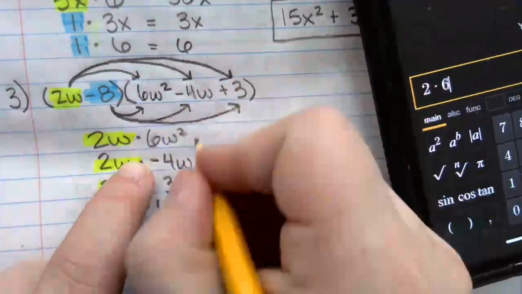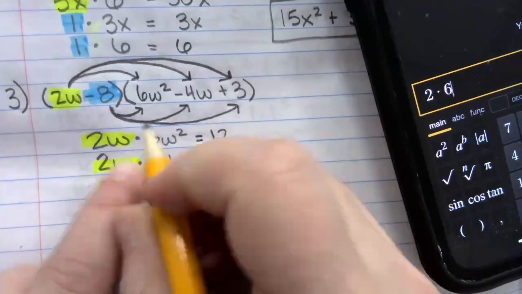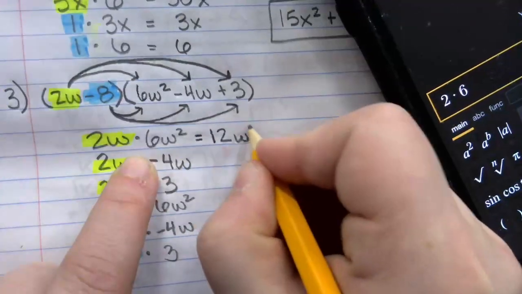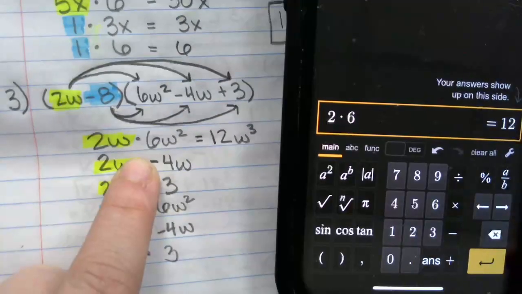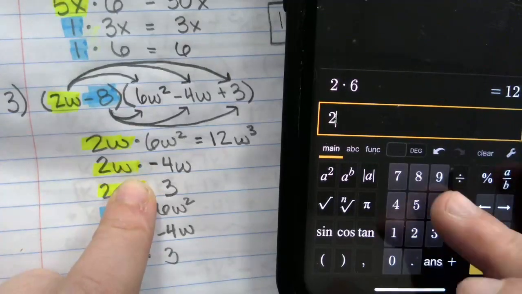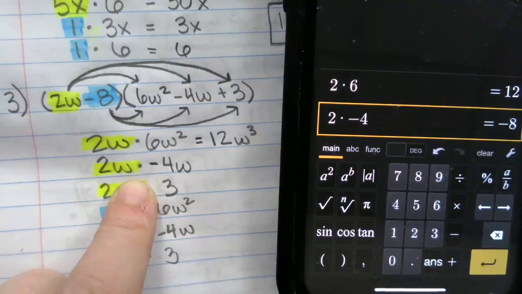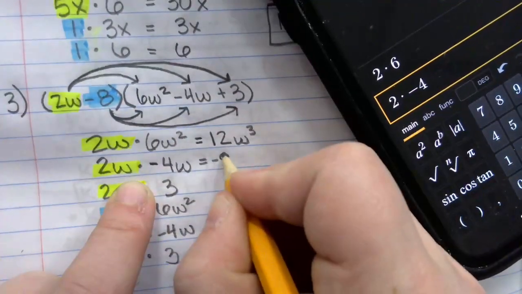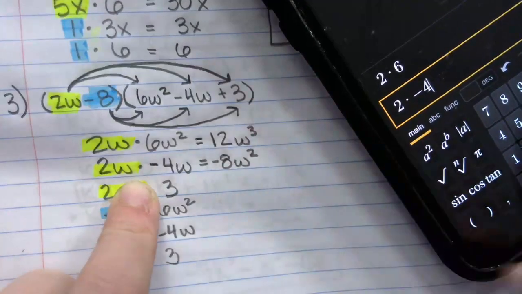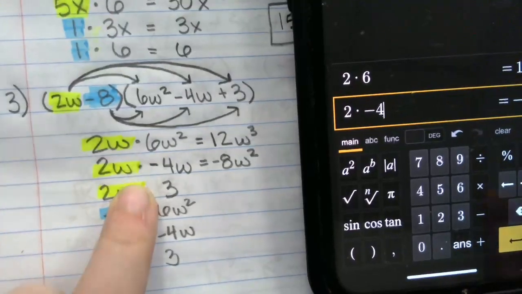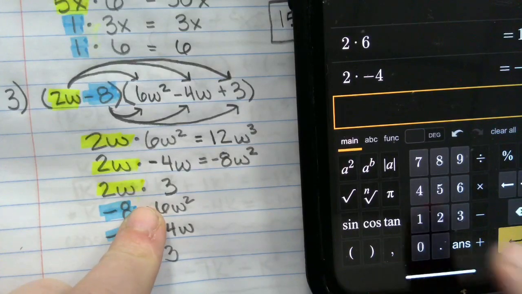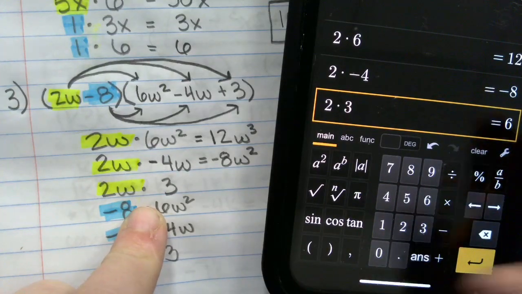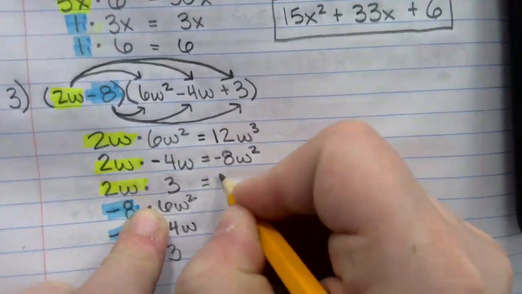12. And how many W's are we going to count? We have 1 W, 2 more W's, so together that'd be W to the 3rd power. Good. All right, 2 times negative 4, negative 8. And how many W's are in our problem here? 2 that we're multiplying, so W squared. Two times 3, 6. How many W's in that one? Just the one, so just W.